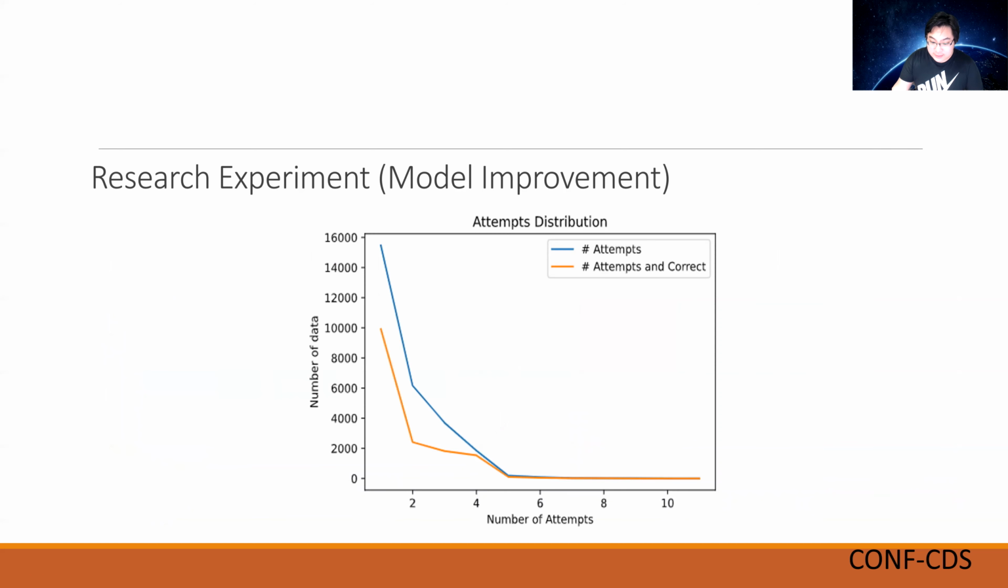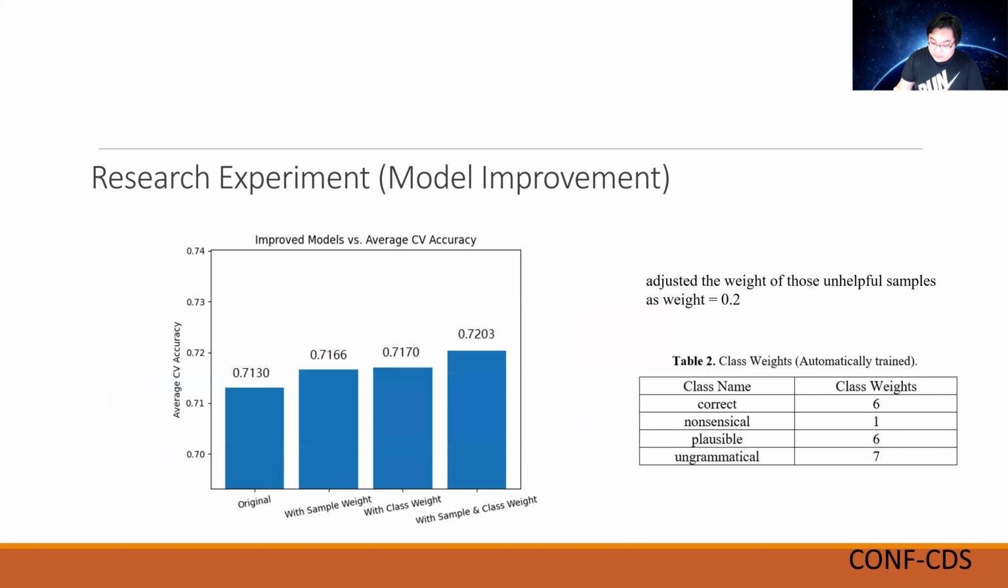Since there are 4 choices, students should choose the correct answer in 4 attempts. But we can see that some students spend more than 4 attempts. Thus, we set this unhelpful attempt with a lower weight of 0.2, and let the model automatically adjust the class weight, as the right hand shows. We got the correct class with a weight of about 6, and the nonsensical class gets a weight of 1, and so on.